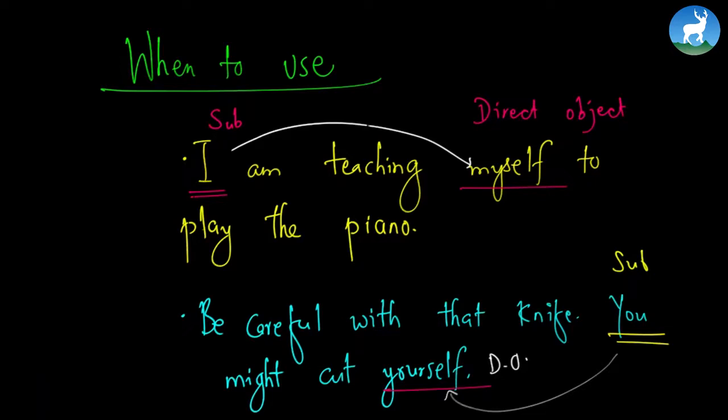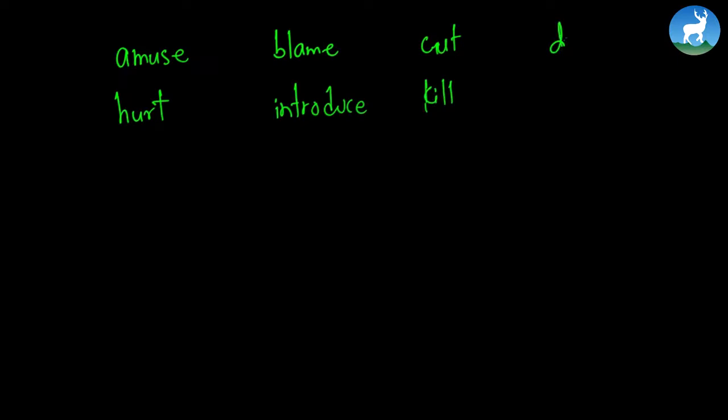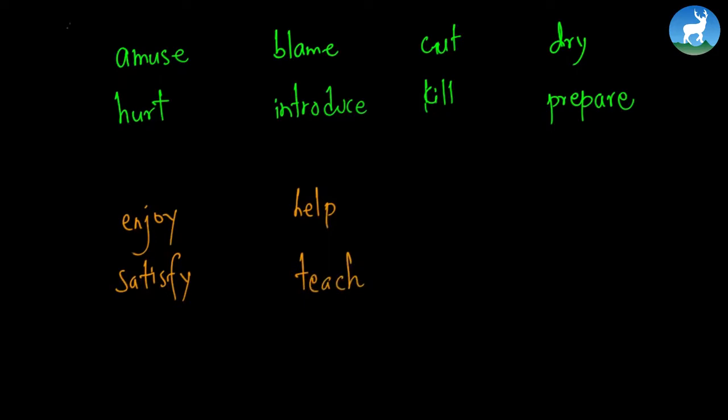We can also use a reflexive pronoun as direct object with most transitive verbs. But these are the most common. Let me give you the list. Verbs like amuse, hurt, blame, introduce, cut, kill, dry, prepare, enjoy, satisfy, help, teach. These are the verbs that we often use with the reflexive pronoun. Amuse myself, hurt oneself, blame yourself, introduce himself, cut yourself, dry themselves, kill yourself, prepare the meal himself, enjoy ourselves, satisfied themselves, helped ourselves, taught myself, right?